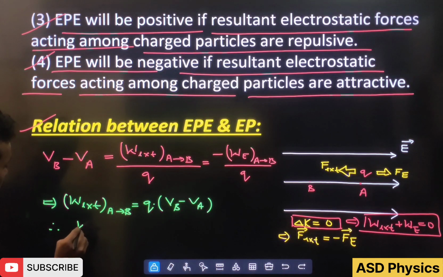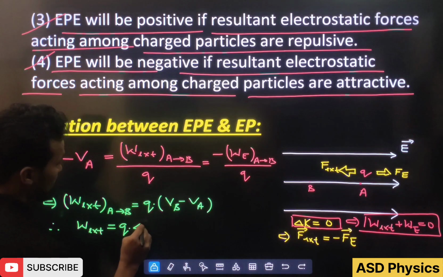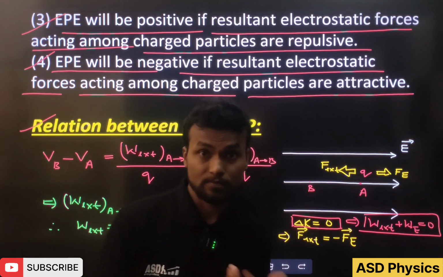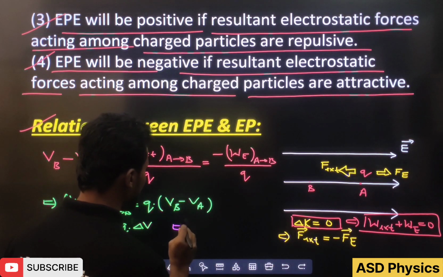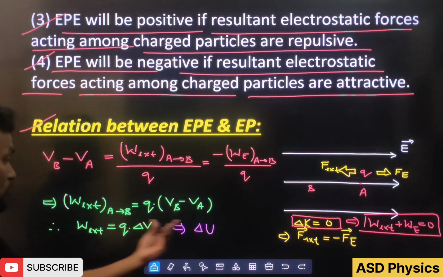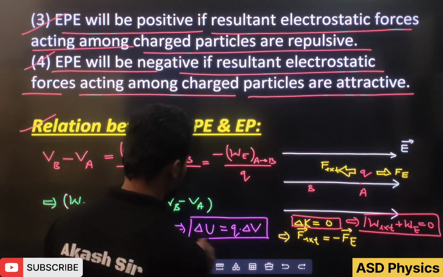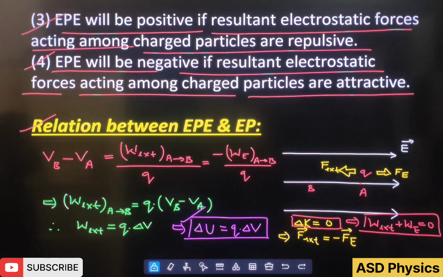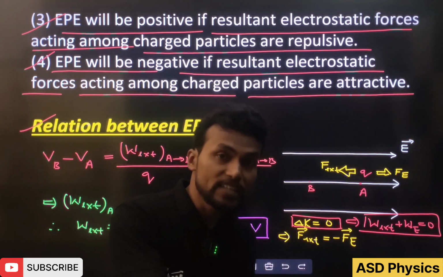Or we can say the work done by the external force will be Q into VB minus VA, which is delta V. And one more thing: if the kinetic energy is not changing, then the work done will change the potential energy. That means the work done by the external force is equal to delta U equal to Q into delta V. This is the relation between electrostatic potential energy and electric potential. Very, very important relation, please remember it. This complete concept is based on the kinetic energy not changing, and the work done by the external force being equal to the change in potential energy.